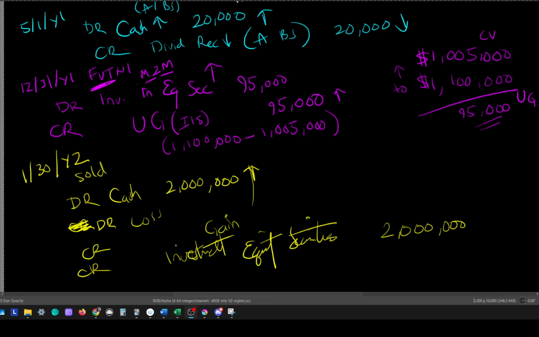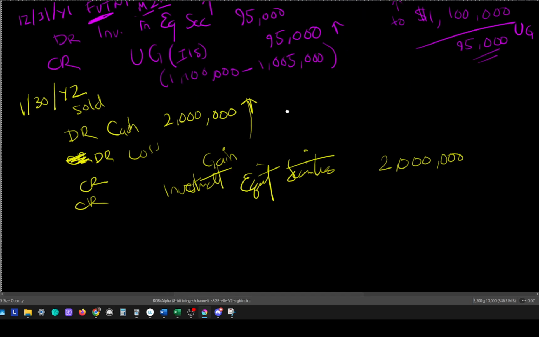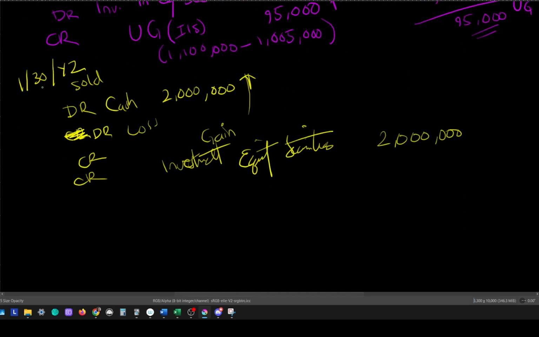And then when we actually sell this investment on January 30th, year two, we debit cash. We sold it for $2 million in this situation, and then we credit the investment for the amount it was worth, which is $2 million after we marked it up to the fair market value. There was no loss or gain in this situation. All right, so hopefully this helps you understand an example of the fair value through net income method.